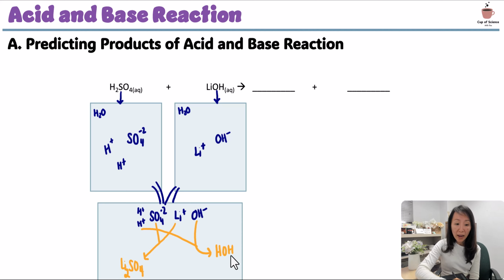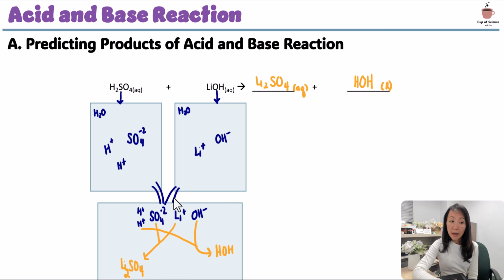So HOH, I'm going to leave it like this. I know it's H2O, right? We have talked about that, but I'm going to leave it like this for now so that we can have a better understanding of where the H and the OH are coming from, and then we'll rewrite it. So my prediction in the end is that one is going to be HOH, remember, that's water, and the other one is lithium sulfate. Water is indicated as liquid most of the time in these kinds of scenarios, and the other one is going to be aqueous, meaning they're actually separated.